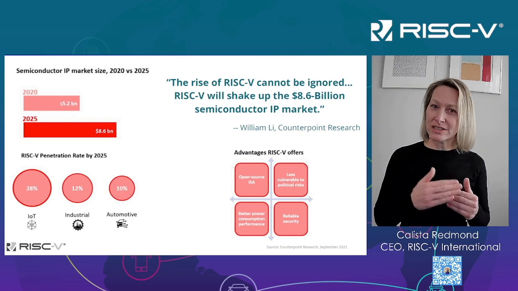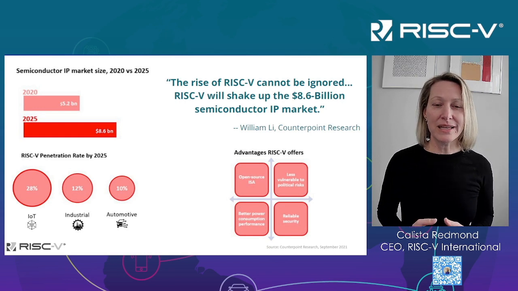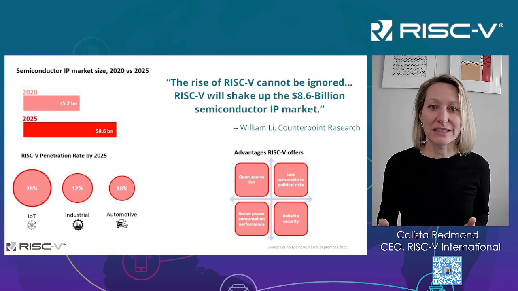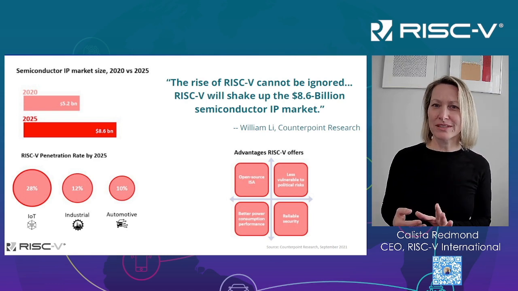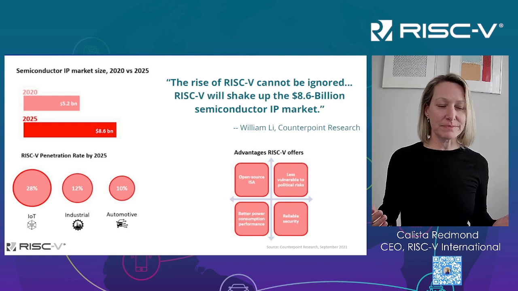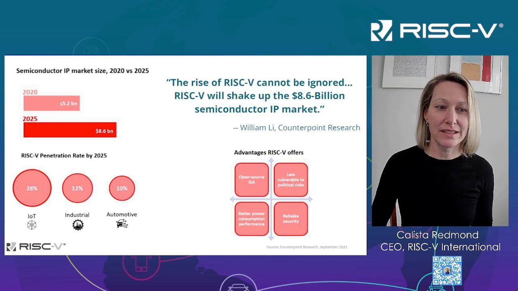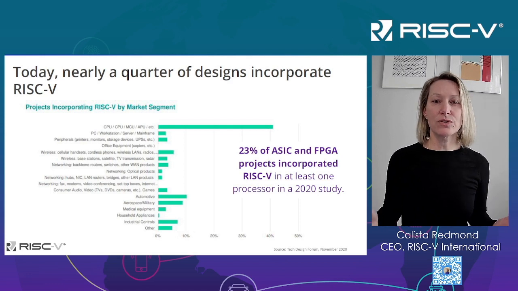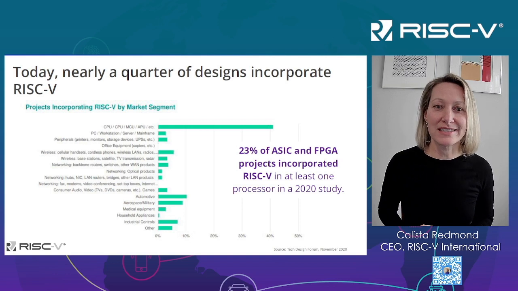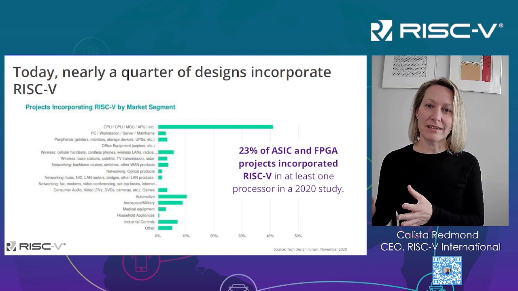In fact, as RISC-V grows, so does the market. The market for semiconductor IP is predicted to go from $5.2 billion in 2020 to $8.6 billion by 2025, with RISC-V consuming 28% of the IoT market. That's nearly a third. We see a lot of increasing usage in automotive and industrial as well. Beyond these sweet spots, we are seeing RISC-V already in nearly a quarter of ASIC and FPGA design starts. This was put out just in November of 2020, and we're continuing to see this skyrocket.